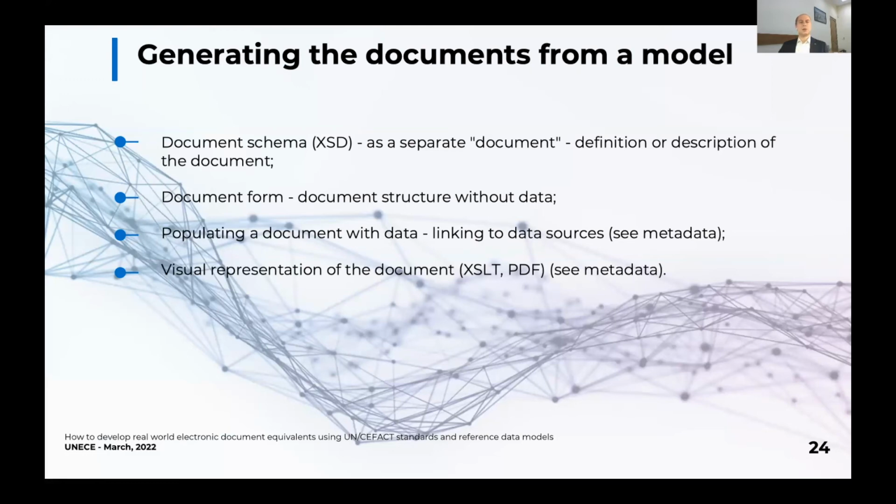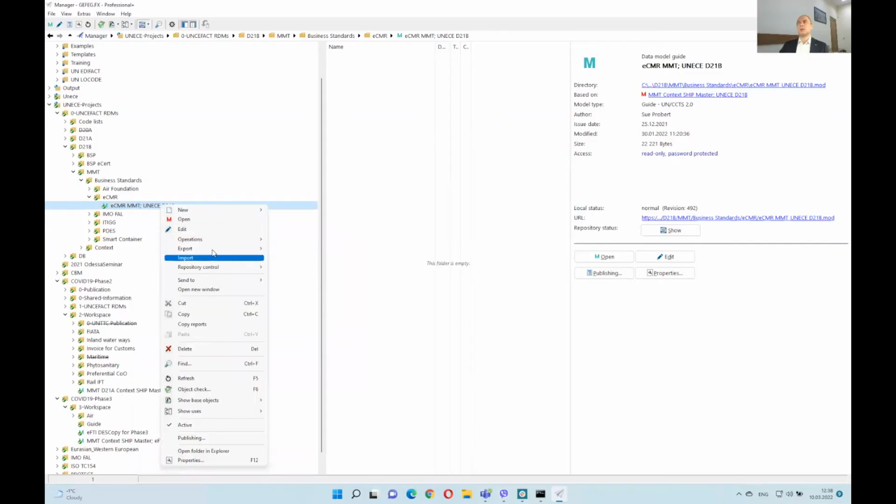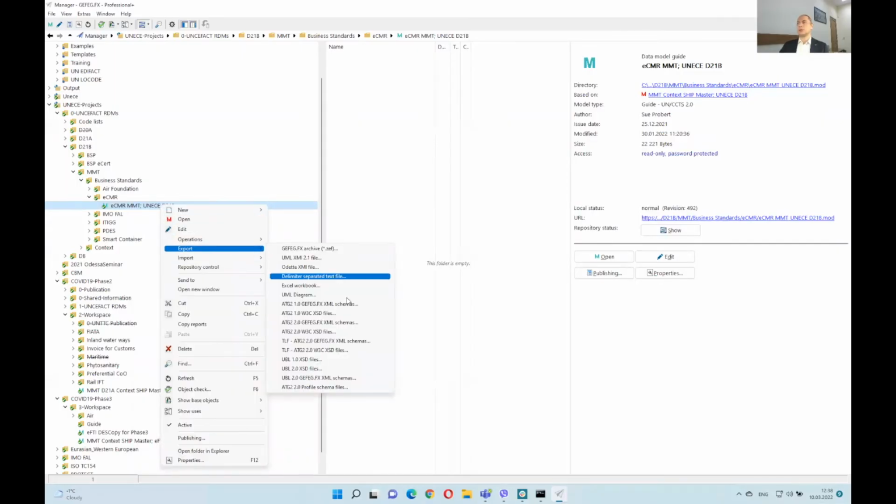The key point at this stage is the ability to generate these views in automated mode from the tool we have chosen or from our own information system. For example, in GFX software, we can use it for generating the XSD schema of the document and the XML document form.